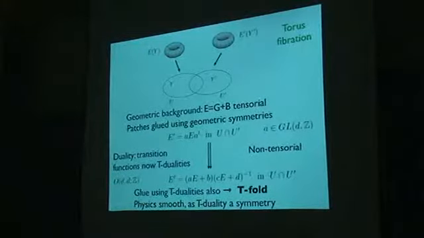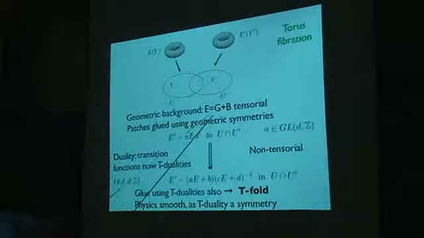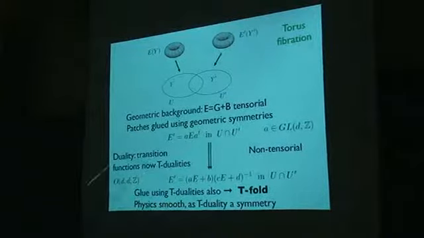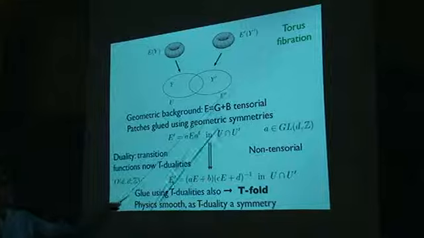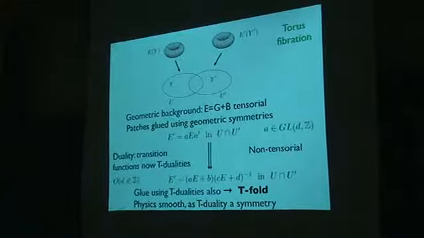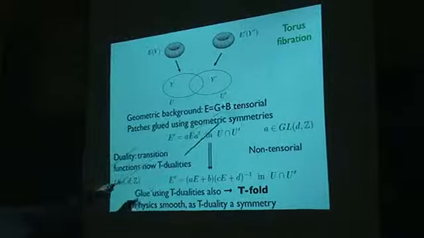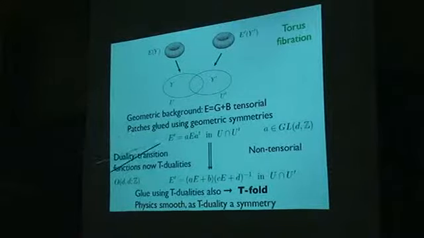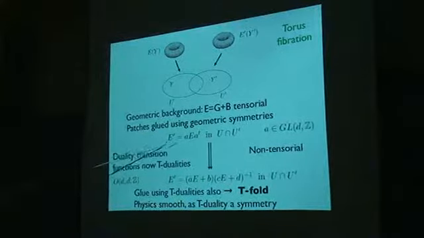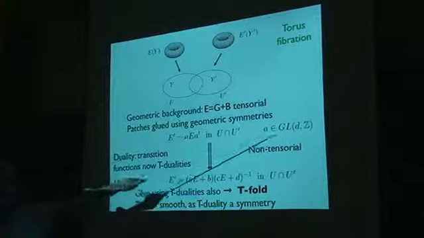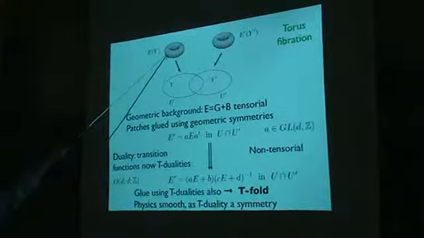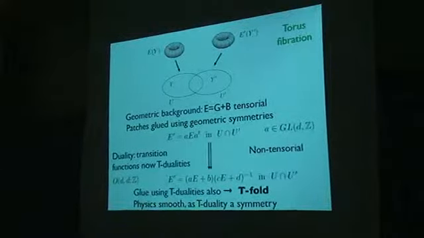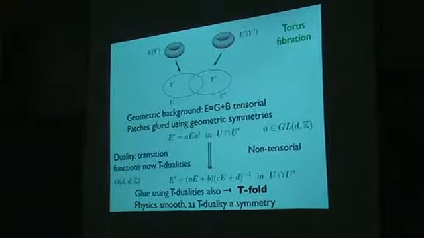For a geometric background, G plus B would be tensorial, plus the antisymmetric tensor gauge transformations. But if we just forget the antisymmetric gauge transformations and suppose that B was a tensor for now, just to simplify the argument, then the patches would be glued together using geometric symmetries. For example, using GL(d,Z) transformations, which rotate the d coordinates on the tori and are integer valued matrices, in order to preserve the periodicities of those coordinates.